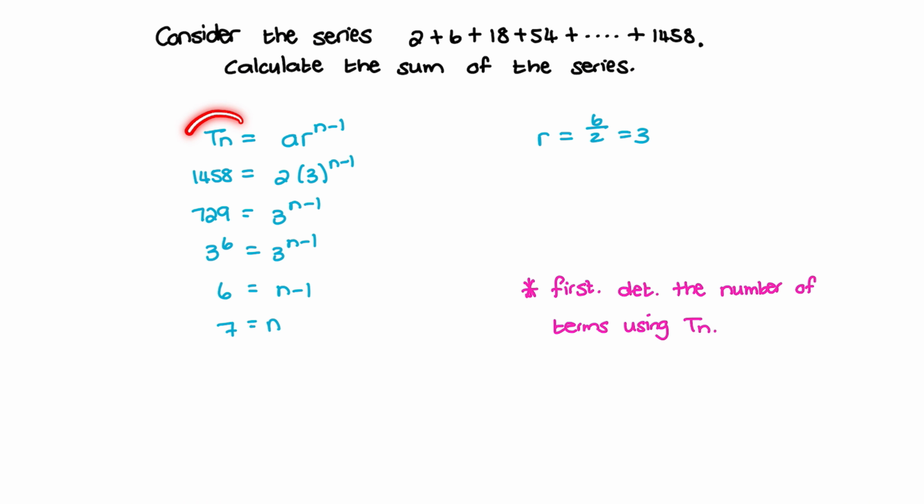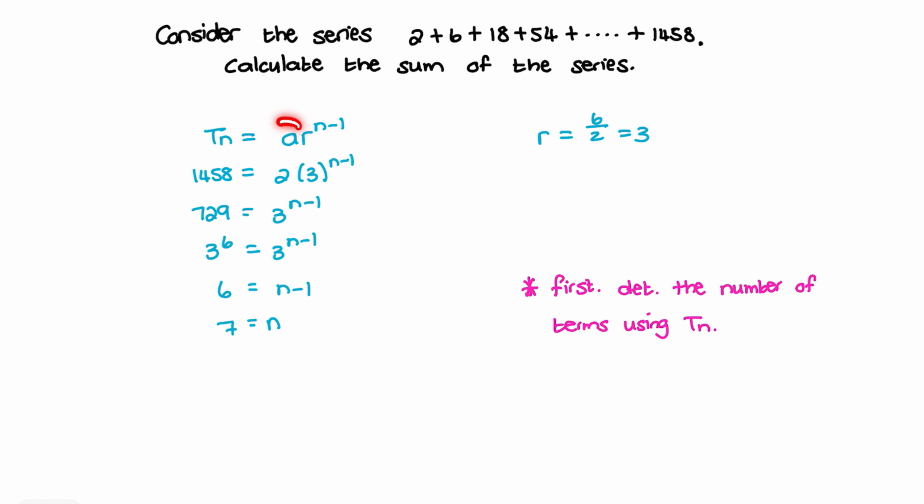The way I approached this is I said I'm going to find n by using the Tn formula. I know the last term is 1458. I know that the a value is the first term, and that is equal to 2. And we have found r, which is equal to 3.